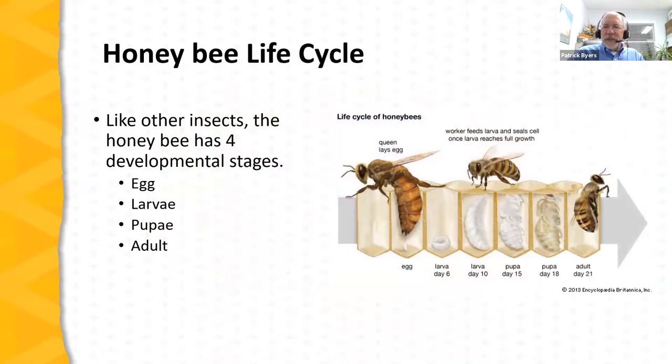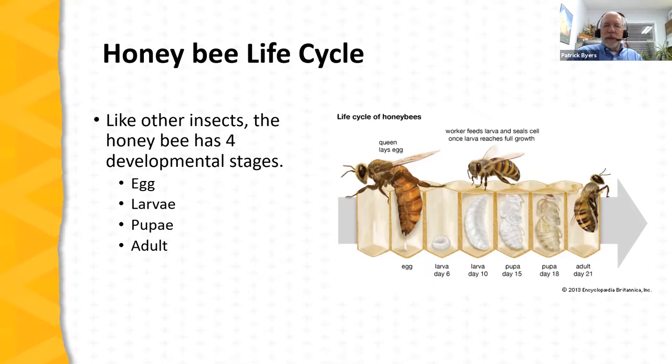So a honeybee life cycle from egg to adult is about 21 days in the case of a worker bee. It's a few days longer in the case of a queen or a drone bee. But basically, there are four life stages for a honeybee. Those stages are egg, larva, pupae, and adult. And so the egg is laid, and in 6 days, it hatches into the larva.